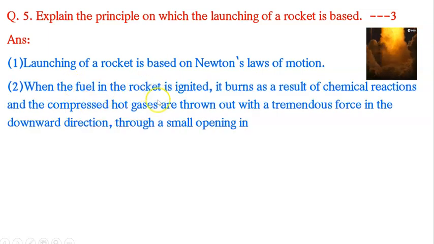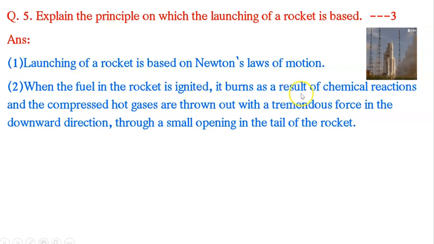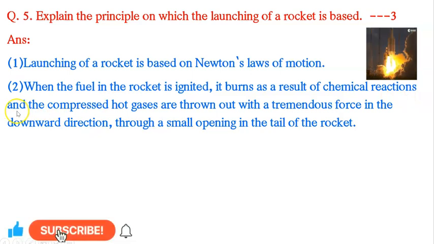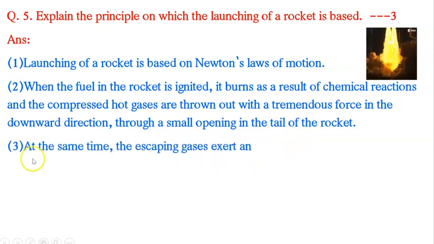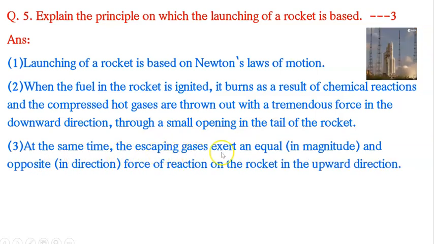When the fuel in the rocket is ignited, it burns as a result of chemical reactions, and the compressed hot gases are thrown out. You can see in these figures that the compressed and hot gases are thrown out with a tremendous force in the downward direction, through a small opening in the tail of the rocket. At the same time, the escaping gases exert a force of reaction, equal in magnitude and opposite in direction, on the rocket in the upward direction.